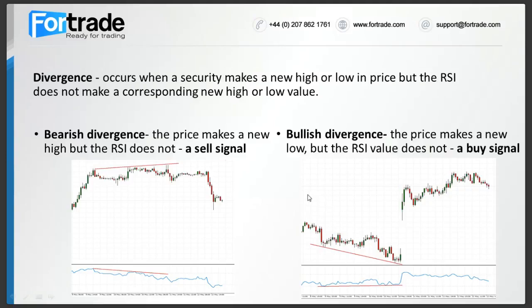On the opposite side, we have a bullish divergence, which is of course considered to be a buy signal. We have the price making new lows, but the RSI does not support that. And this is a buy signal.